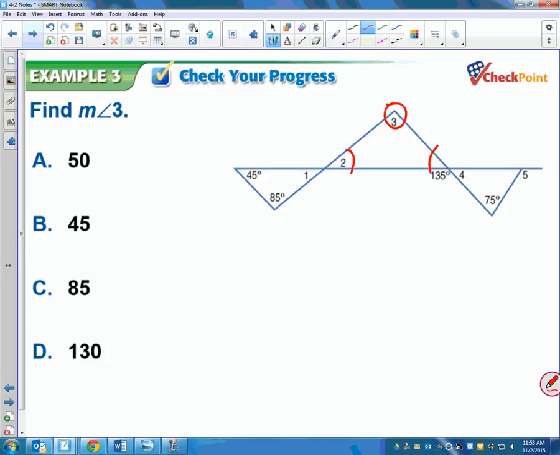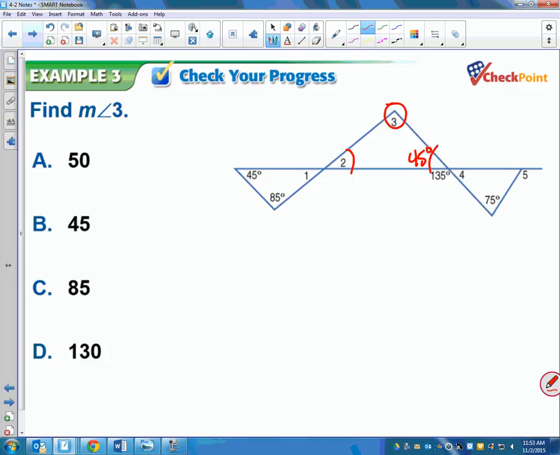So how could you find this one, Ellie? Can I say how you would find that one over there? Yeah. Okay, you take 180 minus 135. Right, because it's a linear pair. So what do you get there? 45? Right, because it makes it with that. So you really don't even need this part.